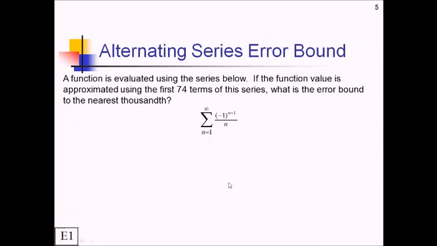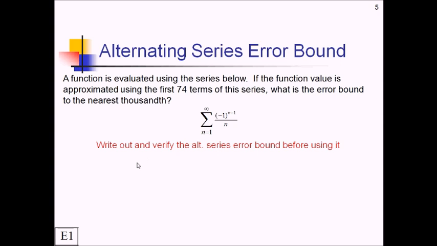To see the error bound in action, let's try this example. So let's say we evaluate a function using this series here. If the function value is approximated with only the first 74 terms of this series, what's the error bound to the nearest thousandth? All right, so we definitely have an alternating series here. So when we see that, we should try using the alternating series error bound. Now, before you use this, you need to first write out and verify the error bound.